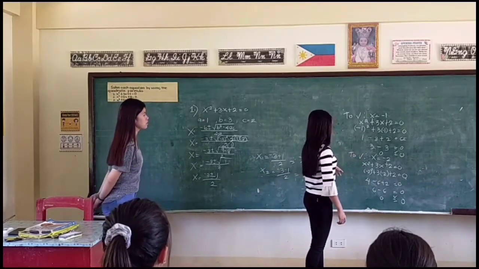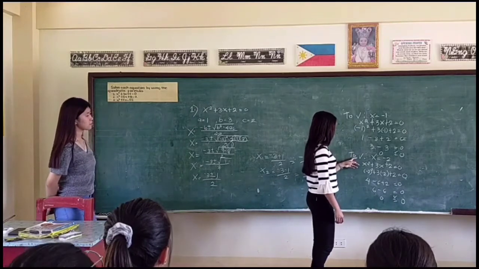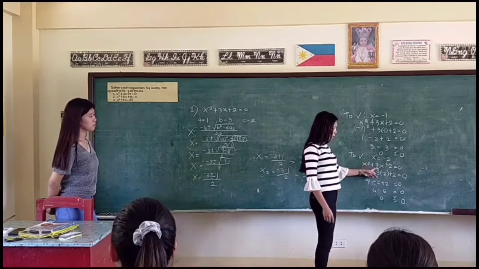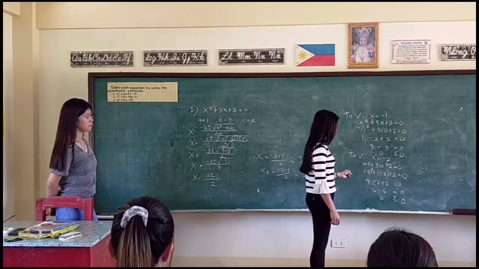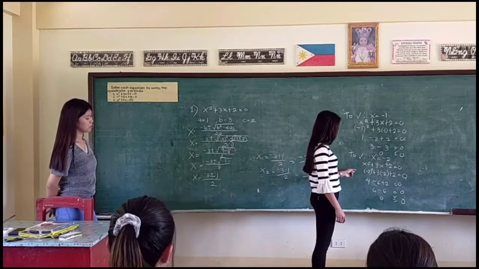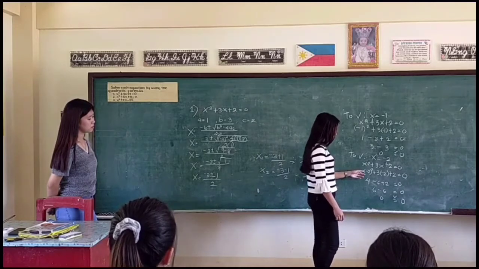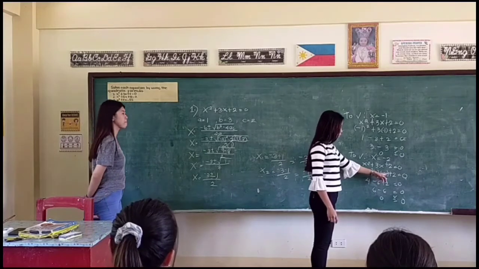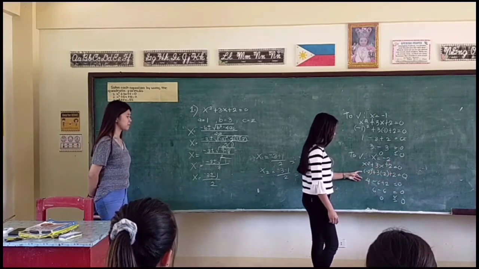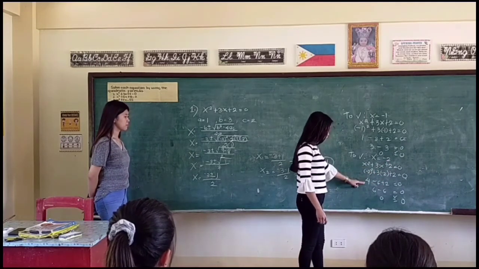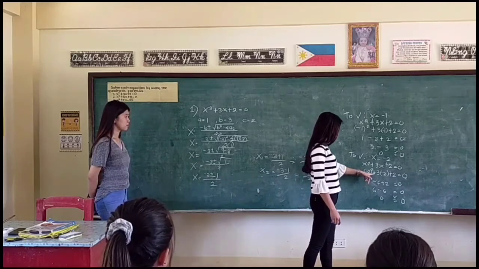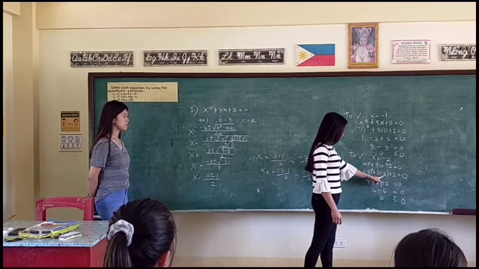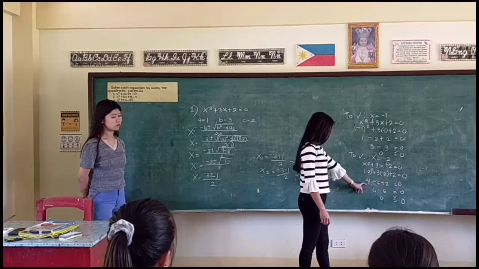So, check number 2. x equals negative 2. x squared plus 3x plus 2 equals 0. Substitute the value of x equals negative 2. Negative 2 squared plus 3 times negative 2 plus 2 equals 0. Negative 2 squared equals 4. Positive 3 times negative 2 equals negative 6, plus 2 equals 0.